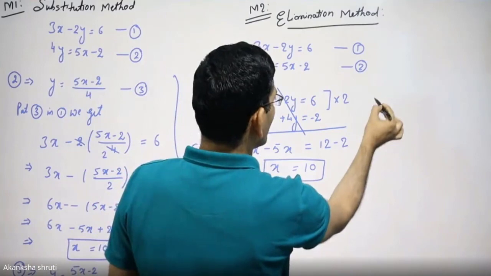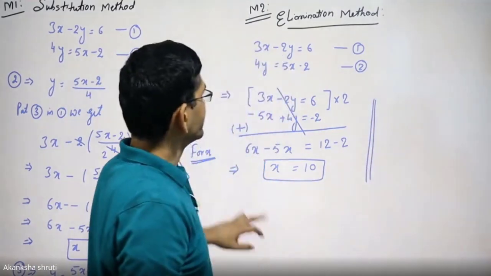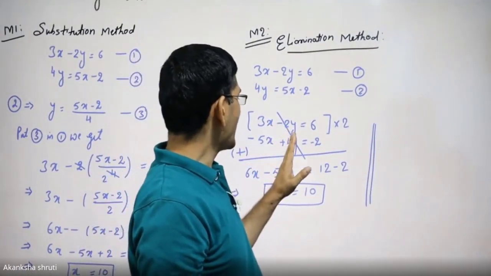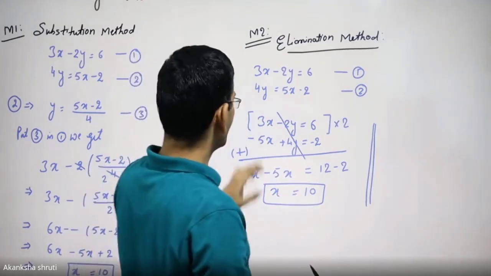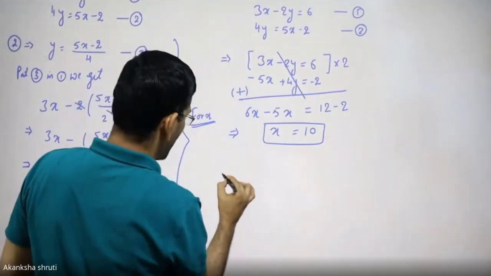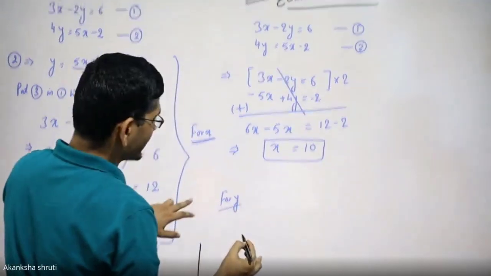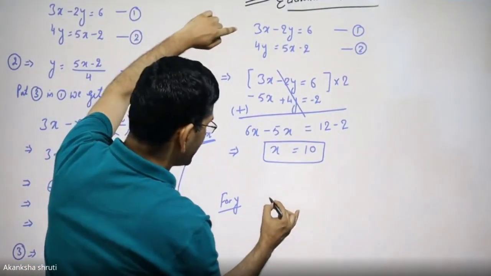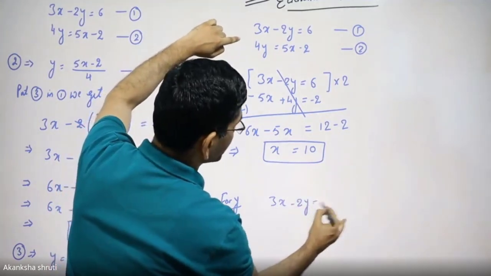So this way x we have determined. Students, for y we have to eliminate the x. तो y के लिए भी हम लोग करेंगे. So write the equation again, the same equation. Now we are going to calculate for y. For y, we need to remove the x. So write the equation 3x minus 2y is equals to 6.